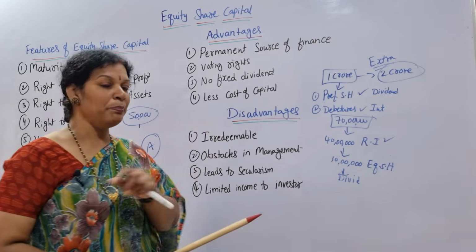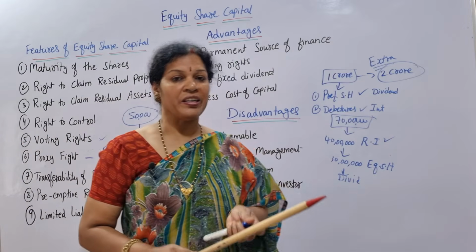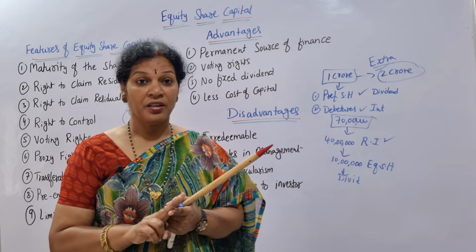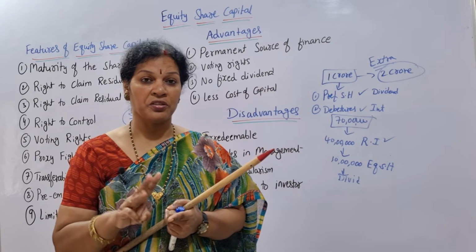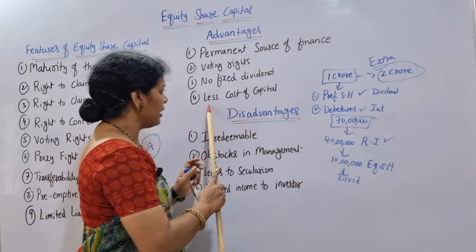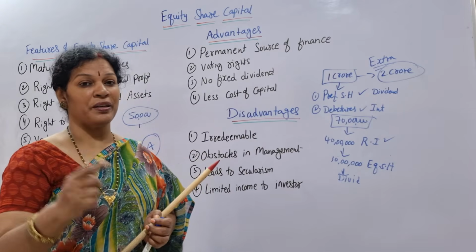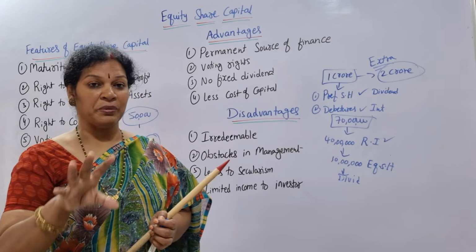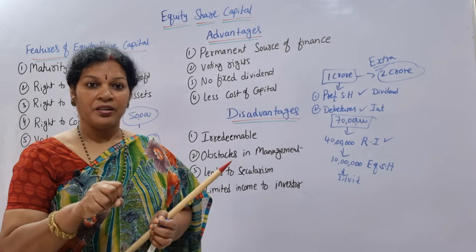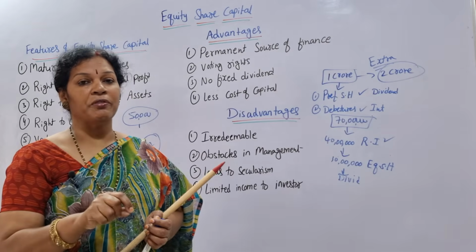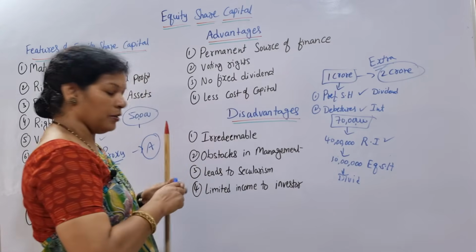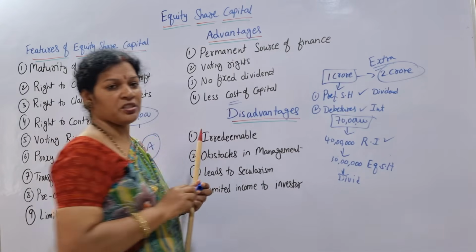Next, less cost of capital compared to any source of funds. If you see preference shares, debentures, or loans from financial institutions, compared to any other source, equity shares have less cost of capital; the company pays less. Less cost of capital means that the cost of the capital the company gets from the equity shareholders is less compared to any other source.